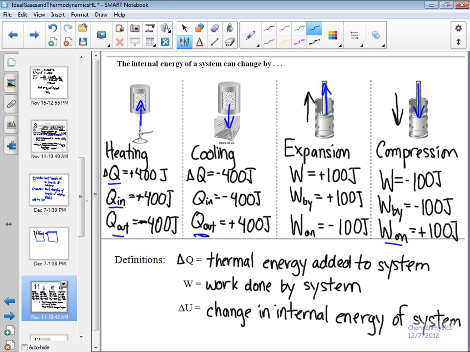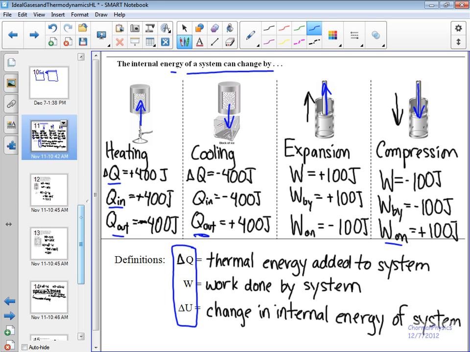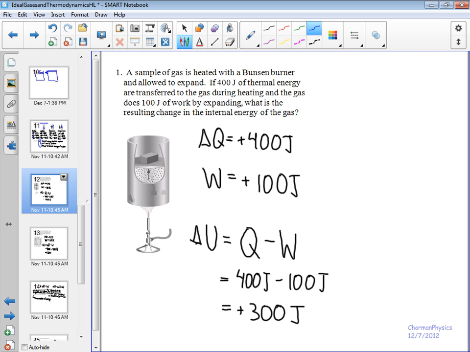So what this means is that we have some designations that we go by when we deal with these three variables. These are our three main variables for thermodynamics. Delta Q is the thermal energy added to the system, in other words, the Q in. W, when we deal with all these cycles, is the work done by the system. So that would be the W by that I have written up here. And delta U is going to be the change in internal energy of the system. All right? And whatever process we follow here is going to end up being equal to our delta U.